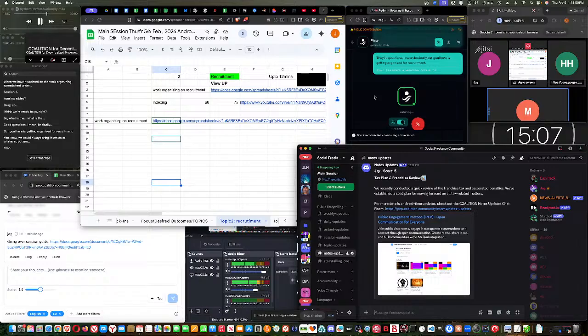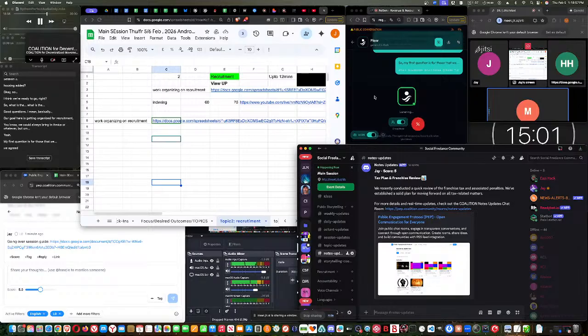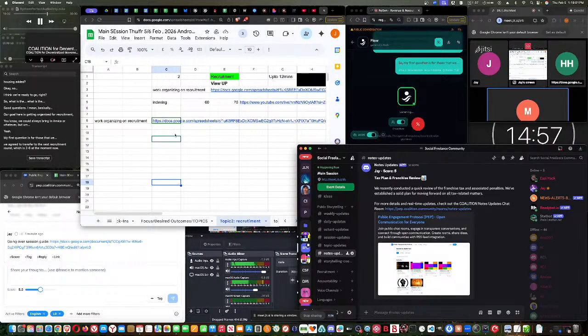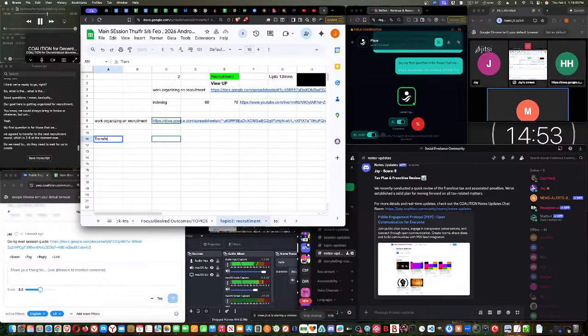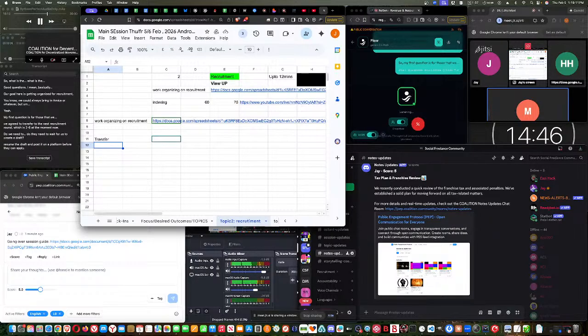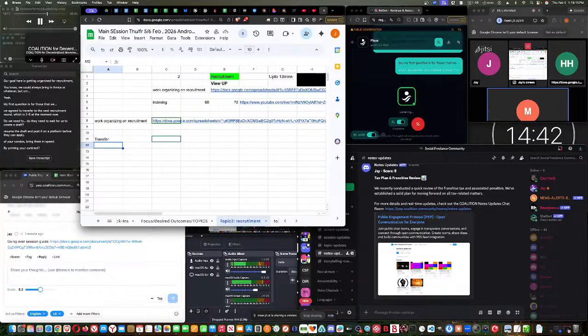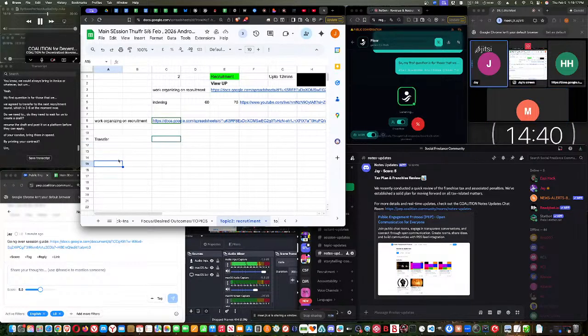So my first question is for those that we agreed to transfer to the next recruitment round, which is 206 at the moment now. Do they need to wait for us to create a draft, review the draft, and post it on a platform before they can apply, or can we just bring them in straight by creating their contract? Not totally sure what you're implying.